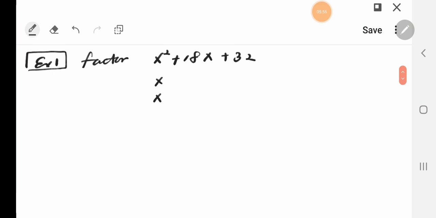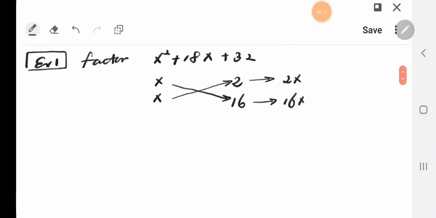So one of them we can try 2 times 16. Okay, 2 times 16 is 32. So from this, let's do what? Cross multiply. Okay, cross multiply, then this is 2x. Cross multiply, then this will be 16x. The next step is what? Add the result, which is 18x.